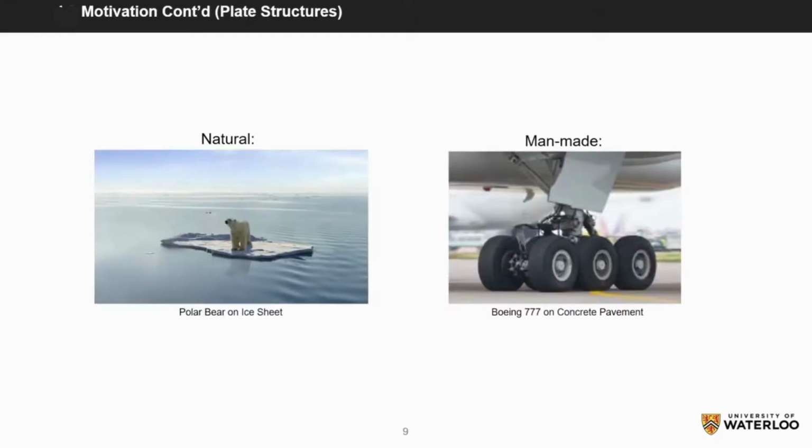In nature, the plate structure can be represented by an ice sheet, outlined in purple, with a load like a polar bear on top. In terms of man-made, a plate on the takeoff ground, colored in green, is a good representation.